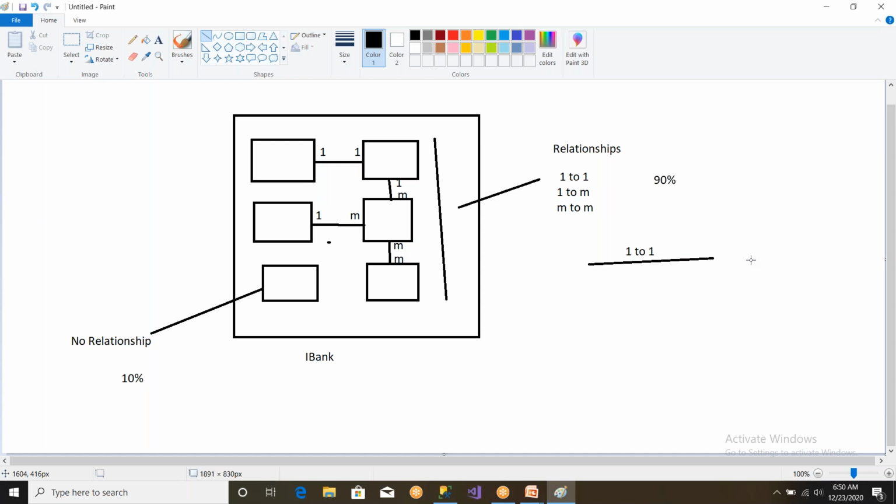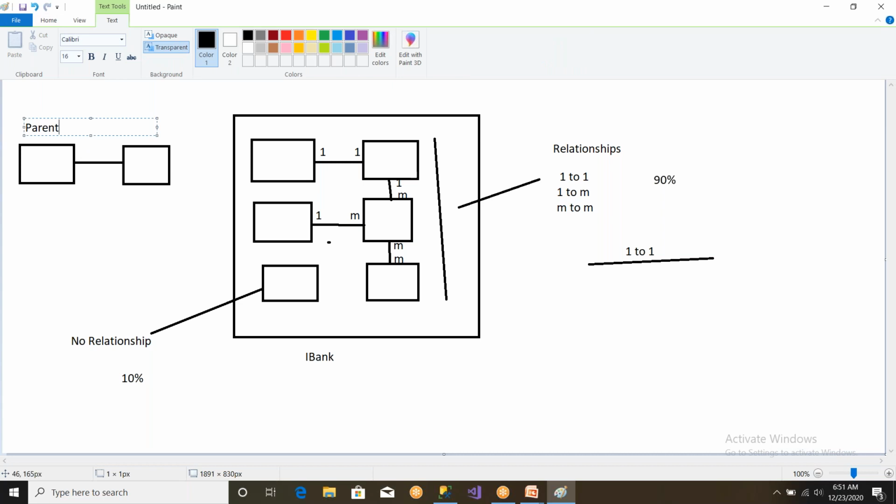Now, what about parent and children? One parent will have many children, right? One parent will have many children, and each child belongs to only that parent. So one to many it is. Clear? If you're talking about parent and child, you can see it like this. This is parent, and this is what is called child. Okay. I'm talking about one parent.